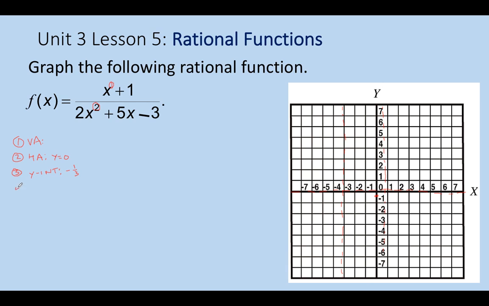Step number 4, find the x-intercepts. Where is this going to cross the x-axis? Well, remember the x-intercepts, and again, that would be a little bit weird in this situation because we have a horizontal asymptote at y equals 0. But we'll go ahead and solve this. The numerator, x plus 1 equals 0, and so x equals negative 1.